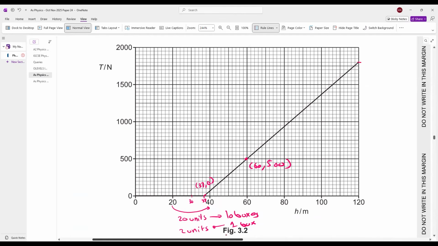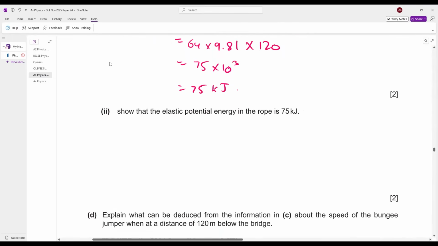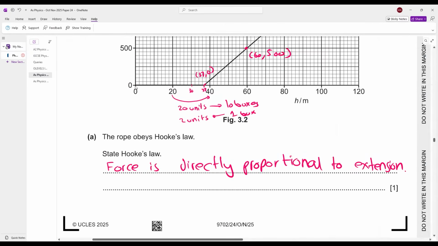The tension in the rope is this. What will this be equal to? You are going from 1500 to 2000. 500 units cover हो रहे हैं. How many boxes? 10 boxes. One box is equals to what? 50 units. This is equals to 1800. So the tension or the force in the rope is 1800 Newton. How will you calculate the extension?